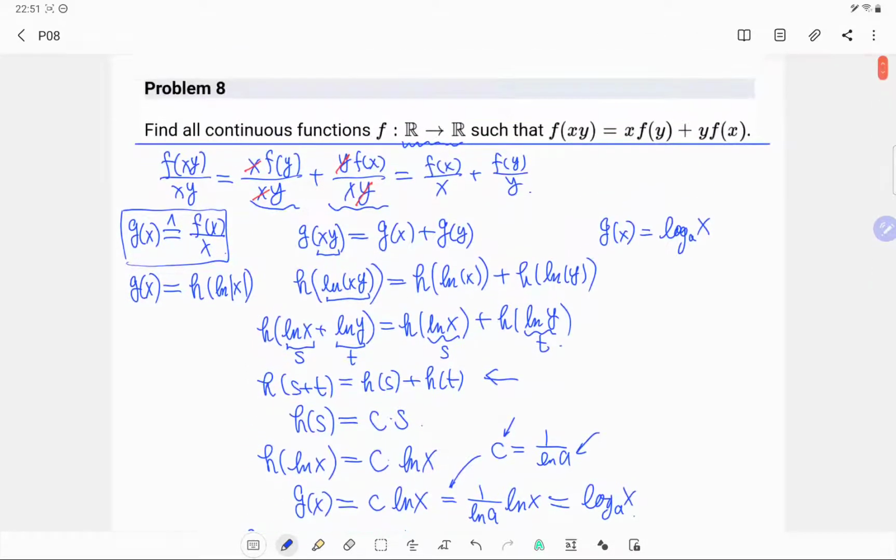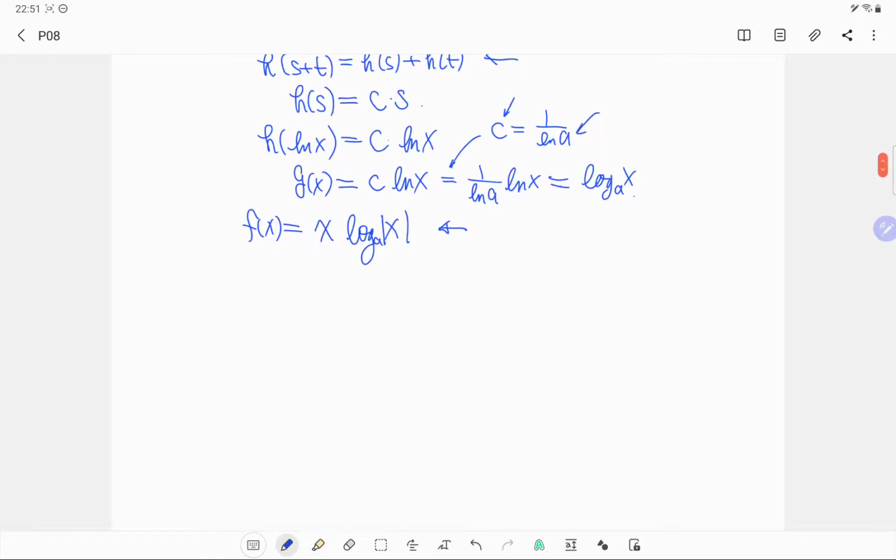Of course, another solution will be simply f of x equals 0, because the left side will be 0, the right side will also be 0, and this function is continuous. So we should have two sets of solutions. One is f of x equals x times log of absolute value of x with base a, and another one is f of x equals 0.